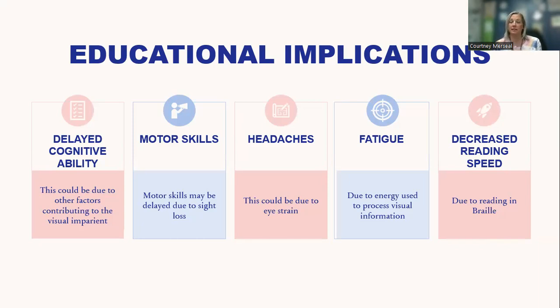Motor skills may be delayed due to sight loss and tracking the child's environment and things around them. They may be slower to learn to walk, to crawl, to write, all of those basic skills that take in multiple senses. Students with a visual impairment could have headaches due to eye strain and fatigue.